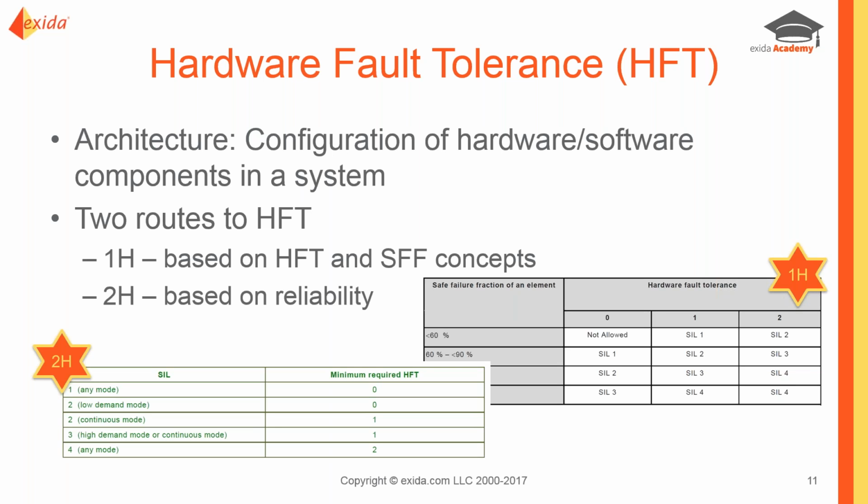IEC 61511 and ISA 84 have the tables for the 2H route, which is based on reliability. And this particular chart is from the newer version because it's a little different than what was in Rev 1, Edition 1. And it looks also at the demand mode, whether it's low or high of the individual device, but it does not consider safe fail fraction.